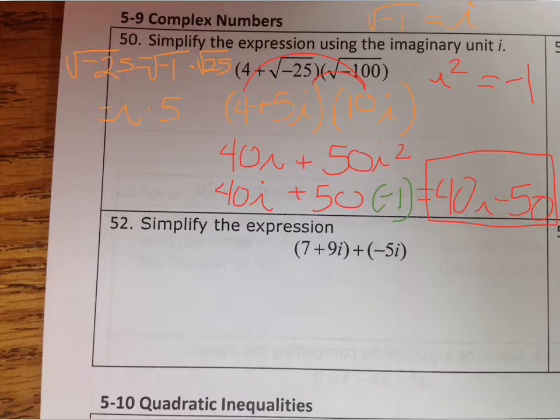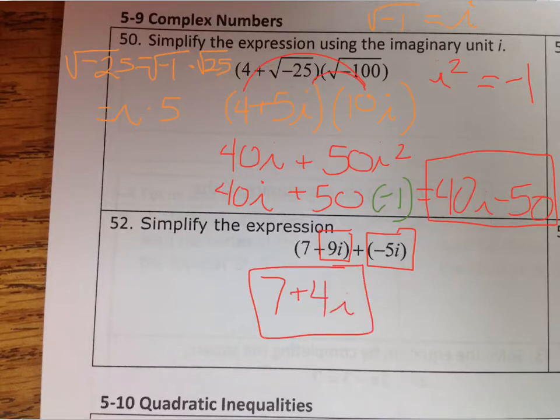And then down here, I have simplify the expression 7 plus 9i plus negative 5i. Remember, you treat i just like you would x. So I'm going to go ahead and combine like terms here of 9 and negative 5. So I get 7 plus 4i as my answer there. So that's the beginning of complex numbers. I'm going to go ahead and do the two other ones as well, just to help you out.